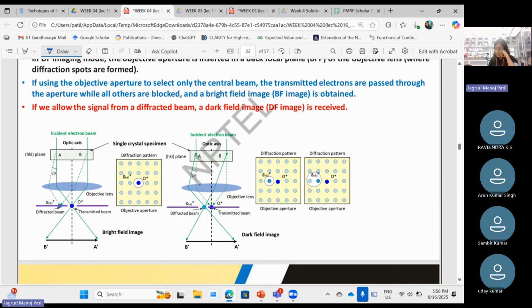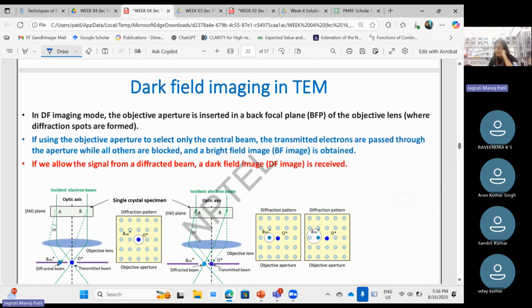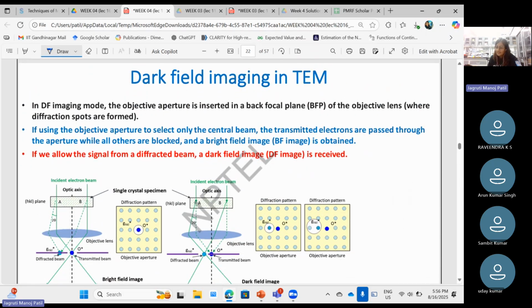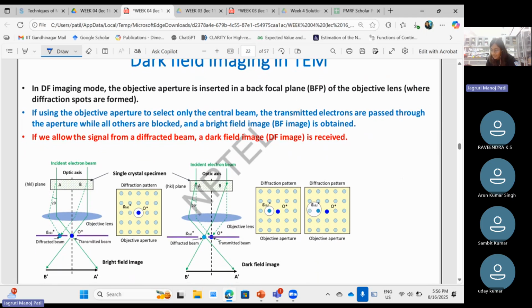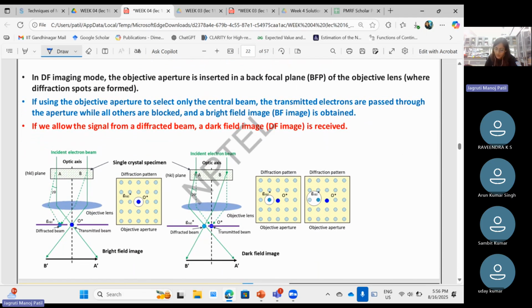And then there's dark field imaging. This is a very tricky one, I would say. What we see in bright field is that the scattered ones are blocked by the aperture and are not allowed to travel through, and only the direct beam goes past. But in this case, those scattered ones are also allowed to travel. So they'll also pass through. So something is here.